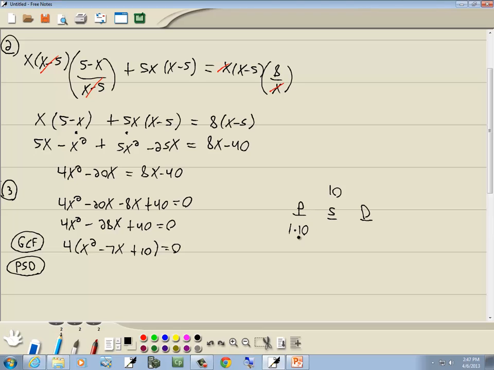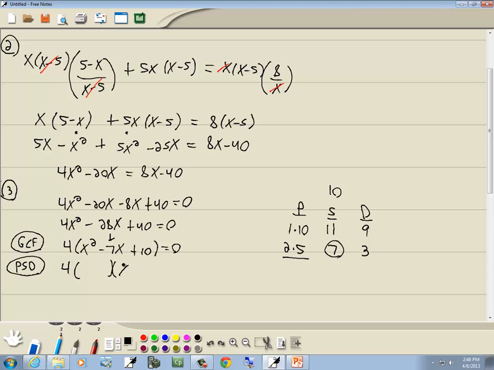We got 1 times 10, 2 times 5. In the S column we add those together. 1 plus 10 is 11, 2 plus 5 is 7. In the difference column we'll subtract them. 10 minus 1 is 9, 5 minus 2 is 3. Now the number we're looking for is a number in our middle term, which is a 7, which is right here, so we're going to use 2 and 5.